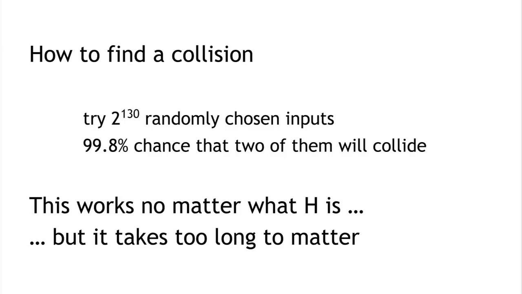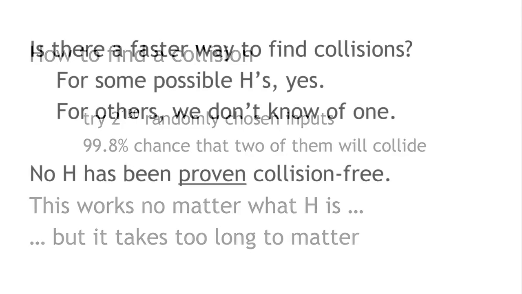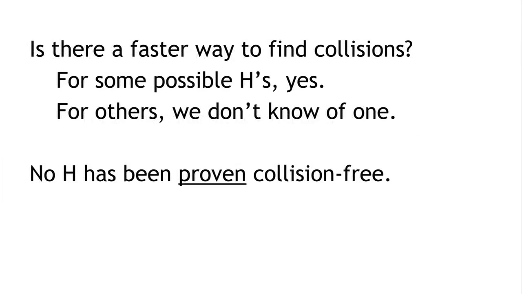The question is, is there some other method that could be used on a particular hash function in order to find a collision? And that's the question that is harder to answer. Is there a faster way to find collisions? Well, for some possible hash functions, of course there are. For example, if our hash function were to simply take the input modulo 2^256, that is, it just selected the last 256 bits of the input, then we would know an easy way to find a collision. One collision would be the values 3 and 3 plus 2^256. So for some possible hash functions, it's very easy to find a collision. For others, we don't know.